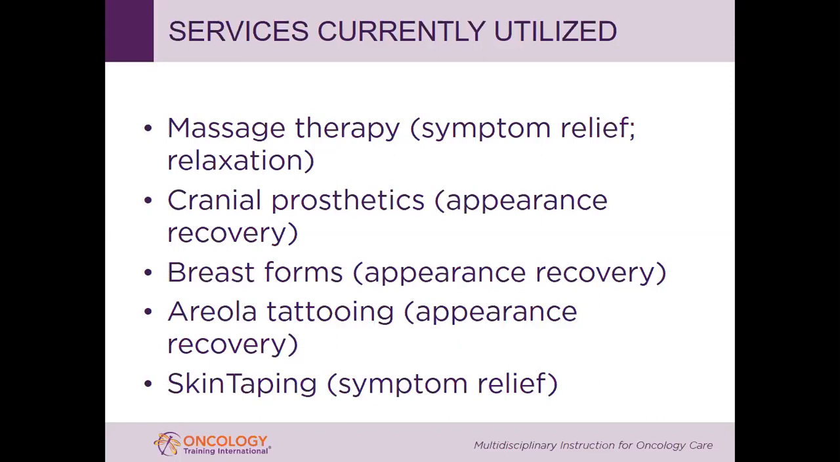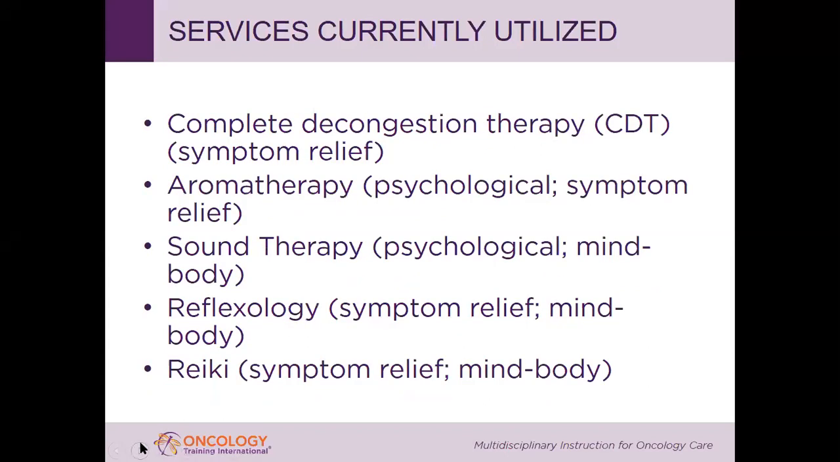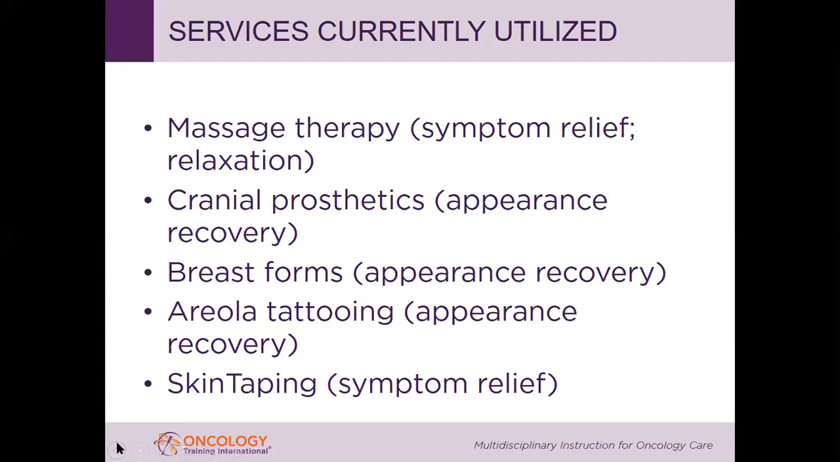Cranial prostheses are wigs or wig pieces. The reason I put that in there is because that is how it is termed and recognized by insurances for reimbursement. Sometimes reimbursement can be done for massage therapy, cranial prostheses, breast forms, areola tattooing, skin taping, and then also on the next slide, there is complete decongestion therapy, which I will talk about in a bit.